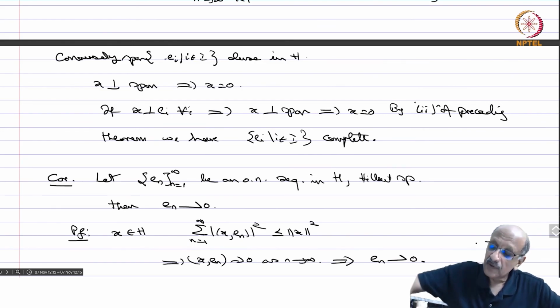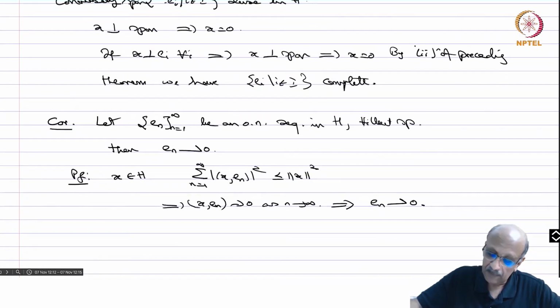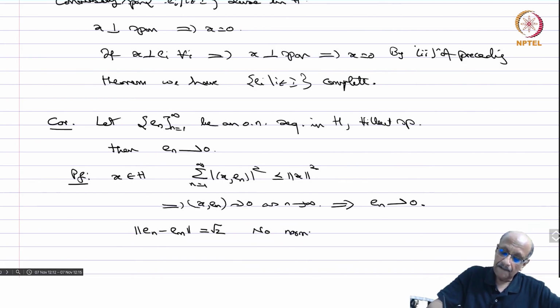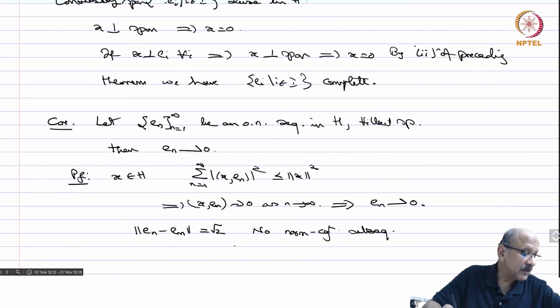So this is another example, because you have norm e_n minus e_m always root 2 if you have an orthonormal sequence. So there is no norm convergent subsequence, but this sequence converges weakly to 0, and therefore weak and norm convergences are strictly different in the case of infinite dimensional Hilbert space. Okay, so we will continue with this.